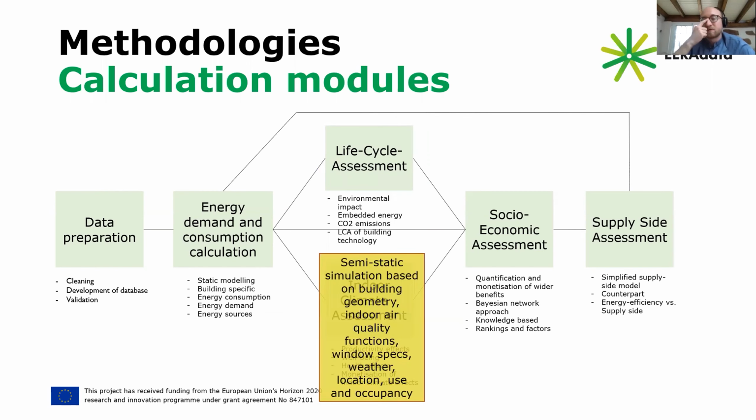In the indoor climate module, we're looking into the quality of the indoor air and temperature, for example, and this is based on window specs, weather, location. Especially, we have this module especially for schools, so we can estimate the effects of the geometry of the building, of the insulation of the building technology on the indoor climate, and how this vice versa affects the productivity of pupils in schools and also the health of them.